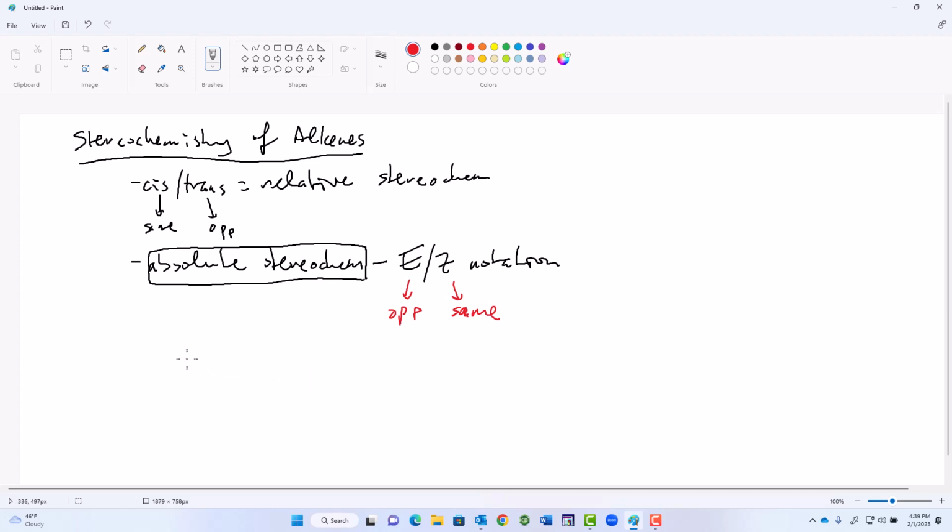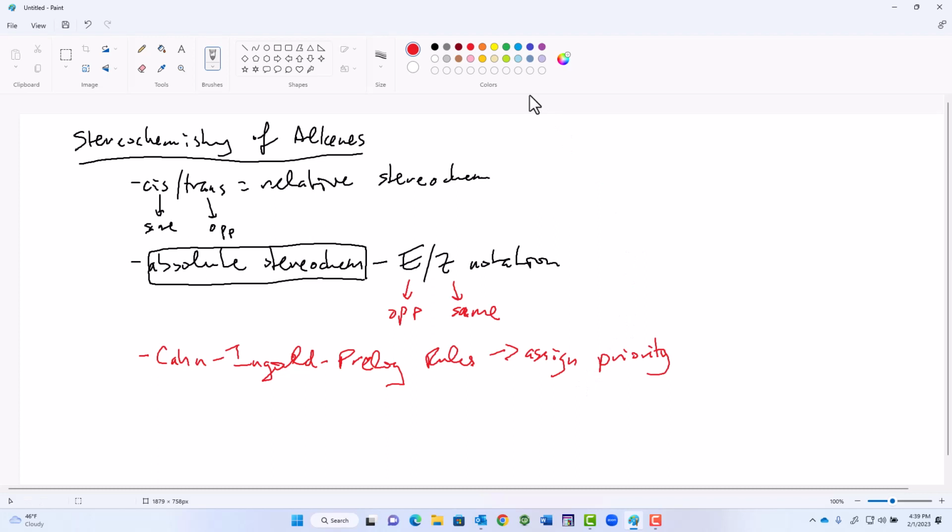So when we are talking about E and Z notation, we have to have some way of assigning this notation to a given alkene. And this is given by a set of rules called the Cahn-Ingold-Prelog rules. And these assign a priority to a double bond, meaning what is the highest priority, what is middling priority, and what is the lowest priority.